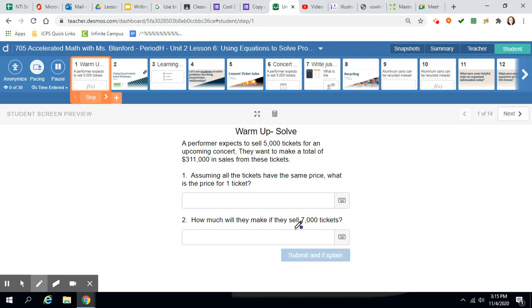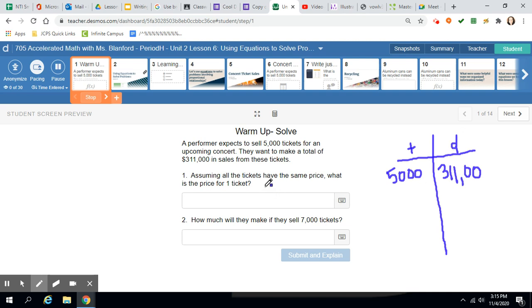I personally, and you don't have to do it this way, like to set up tables to organize my thinking. So for this one, I'm noticing that we have tickets, T. In this case, after selling 5,000 tickets, they wanted to make $311,000. So tickets is going to be on my left side, and I'll call this D for dollars, how much they wanted to make.